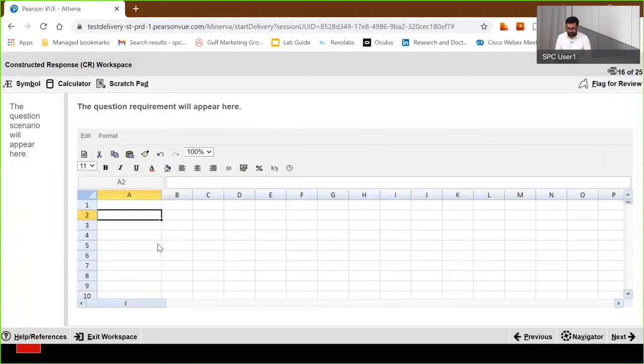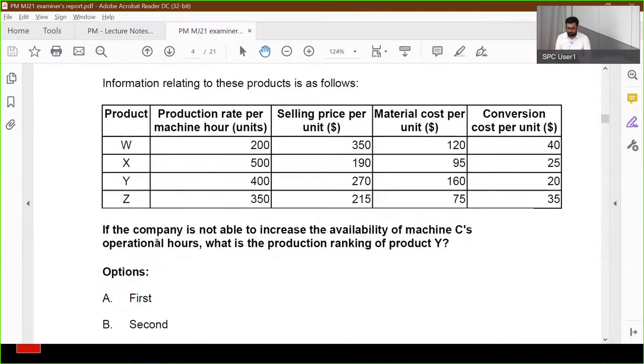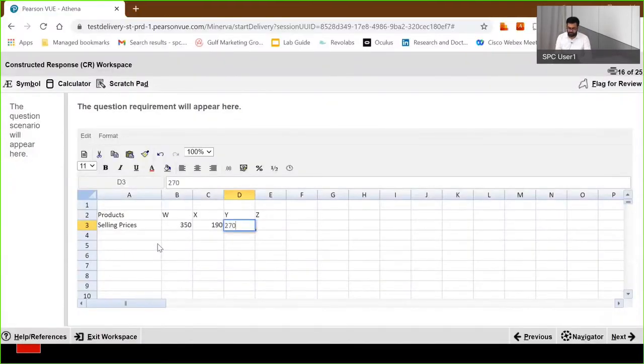As discussed, we'll be doing this question on Excel. First of all, let's write the products. We have 4 products, W, X, Y, and Z. Now, because we need to calculate the throughput contribution per unit, let's write their selling prices. Selling price for W is 350. Then we have 190, 270, and for Z it is 215.